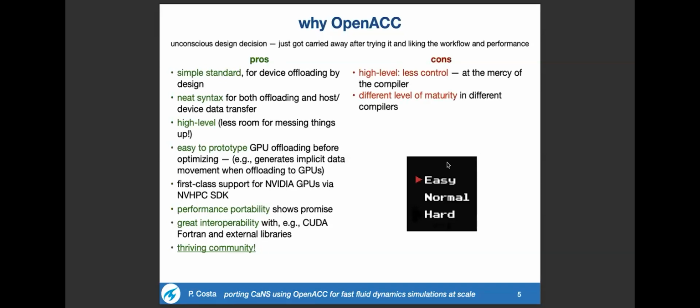Of course, being high level is also a con, because we are left at the mercy of the compiler, and there are different levels of maturity in different implementations. So yeah.